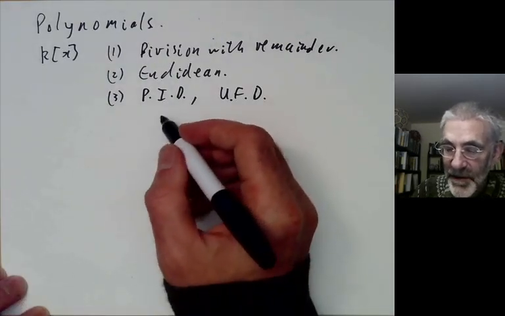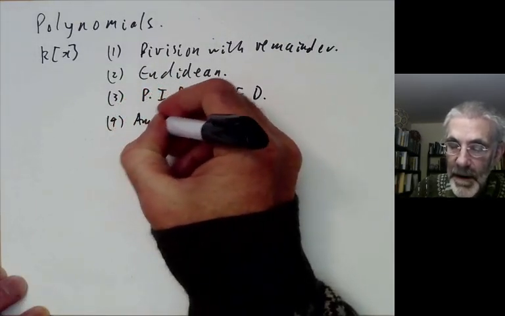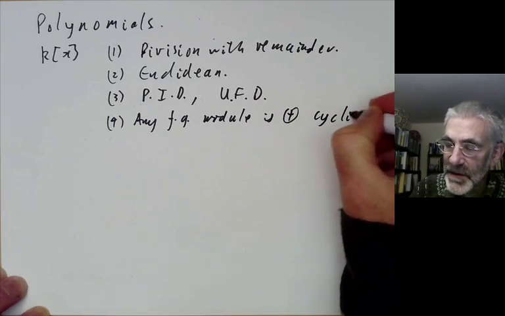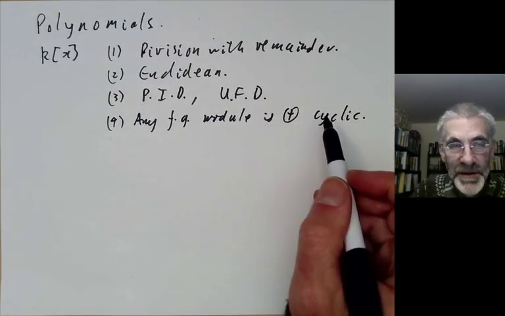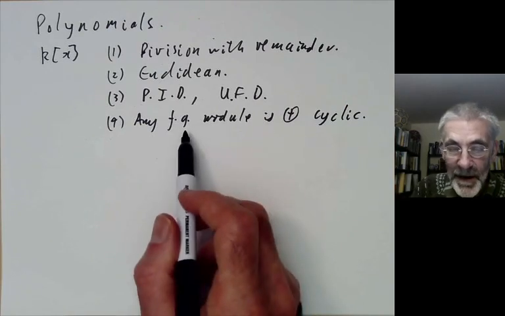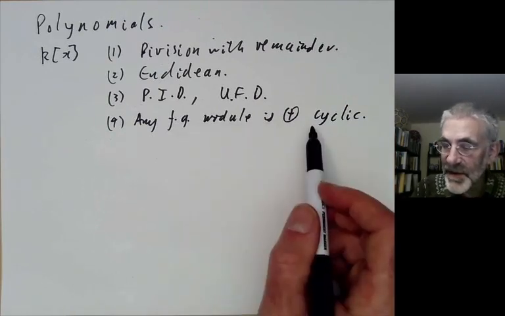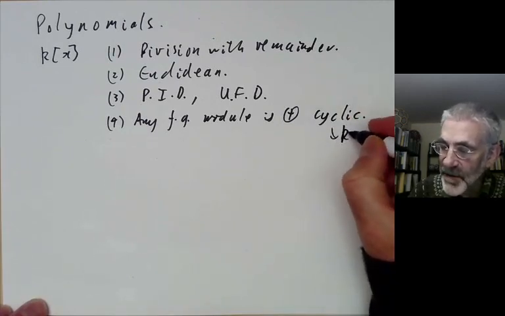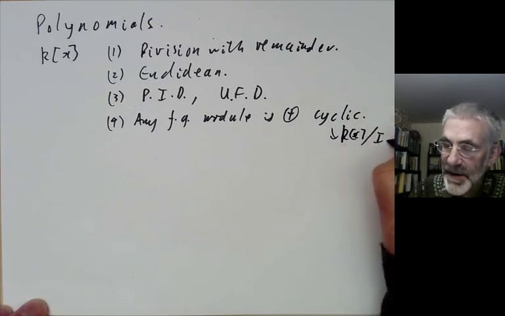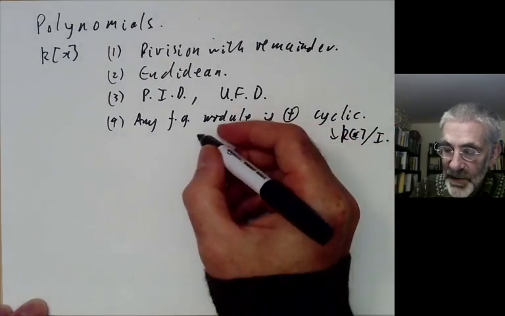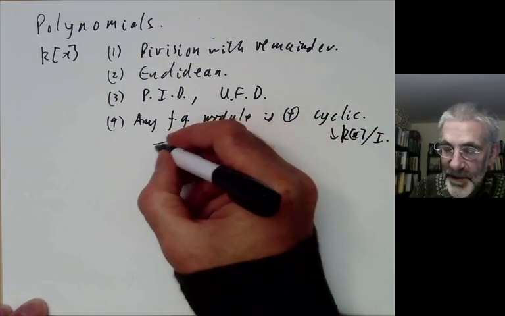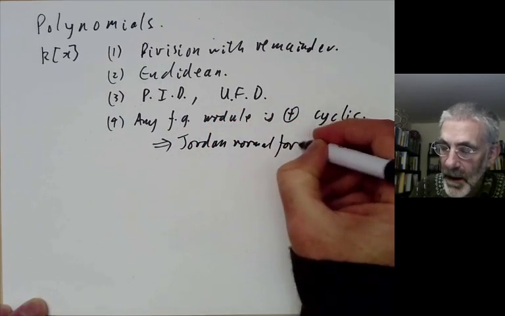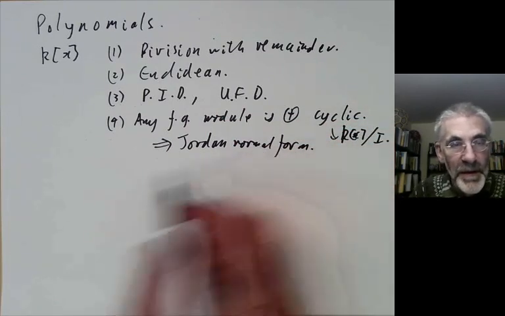Another consequence of this is that any finitely generated module is a direct sum of cyclic modules. This is proved just as for the integers, so this is the analogue of the theorem that says any finitely generated abelian group is a sum of cyclic groups. A cyclic module just means one that's generated by one element, so it's of the form k[x] modulo some ideal. We saw in a previous lecture that this implies the Jordan normal form for matrices over the complex numbers.